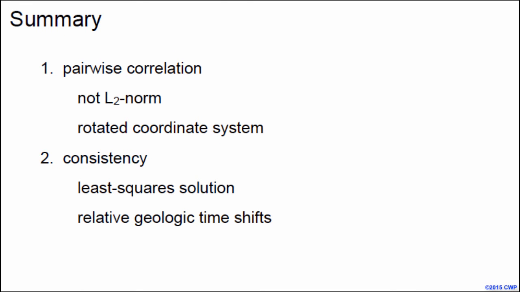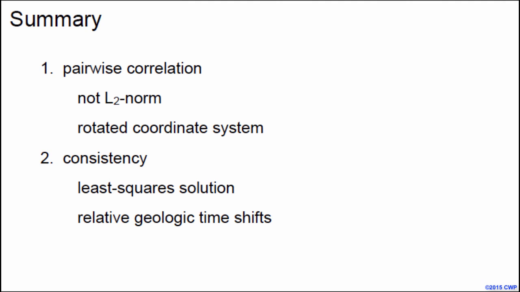So to summarize, I'd like to point out key differences between our method and existing automatic methods. We first begin with pairwise correlation in order to find sequences of corresponding depths for all log pairs. In the alignment error calculation, we use a norm other than the L2 norm in order to reduce the effect of large measurement errors on our data. We also compute alignment errors on a rotated coordinate system to eliminate any need for manual interpretation.